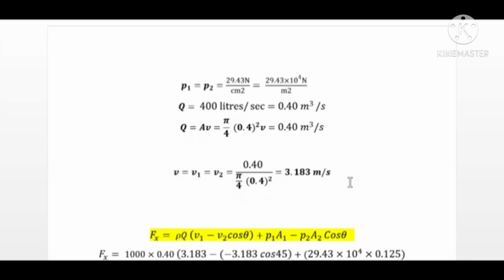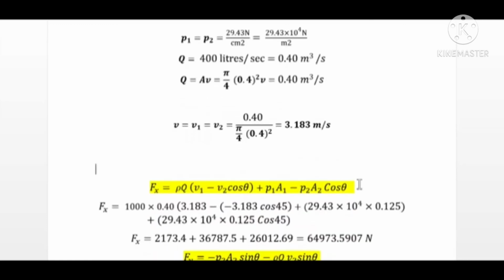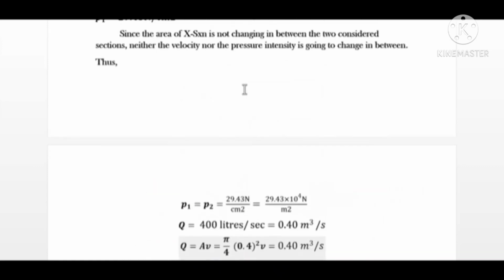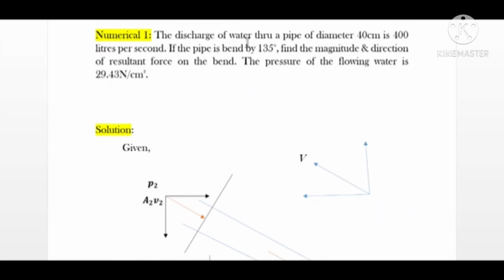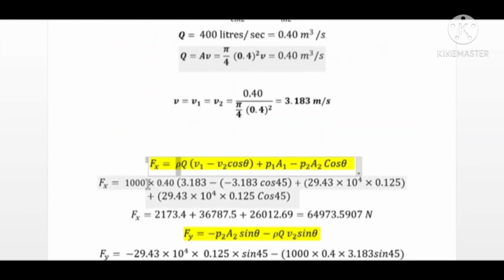Now we know the terms. Let us check out the momentum equation in x direction. We know the force Fx is equal to this. We know the value of density of water because it has been given that water is flowing across the pipe, so density of water has to be 1000. Discharge we have calculated as 0.40, and velocity v1 we have calculated as 3.183. Then we have minus v2 cos theta.